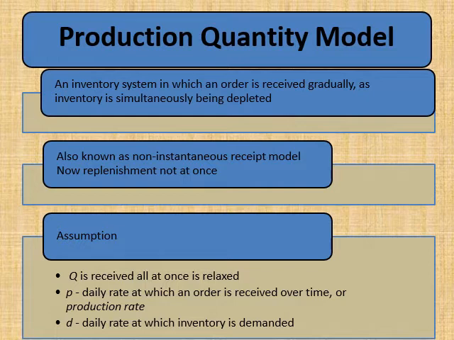For this particular model, we assume that the assumption that the order is received all at once is relaxed. P is the daily rate at which an order is received over time, or the production rate. D is the daily rate at which the inventory is demanded.